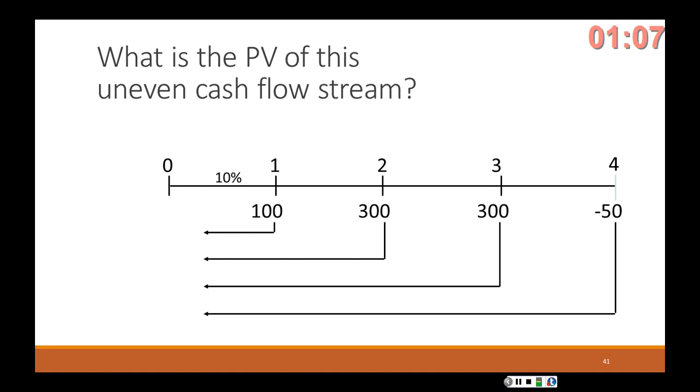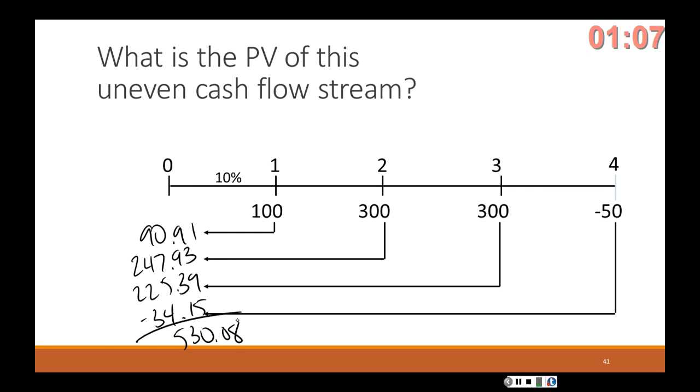You could take the present value of each one individually. So $90.91, $247.93, $225.39, and a negative $34.15, and that gives you $530.08. So the present value of this stream is $530.08. Or we could put it in our calculator.